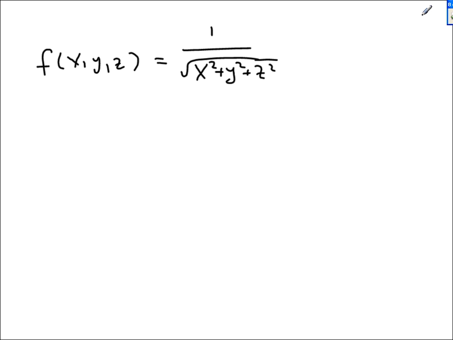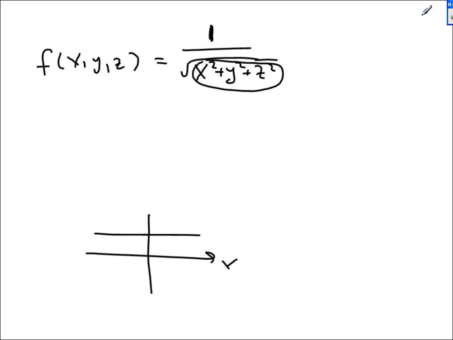Suppose you have the function f of x, y, z is equal to 1 over the square root of x squared plus y squared plus z squared. The question is, where, if anywhere, is this function continuous? Now, x squared plus y squared plus z squared, that's continuous everywhere. Okay, it's a sphere. And the square root of a continuous function is continuous. And the numerator is 1. That's continuous. It's 1.